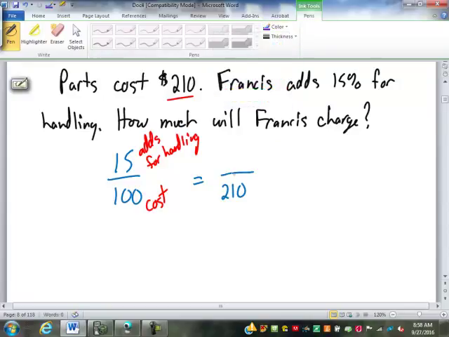Are we looking for the amount of handling? No, we're looking for the amount that's charged. But again, if we know the handling fee, we can figure out what was charged. We cross multiply and divide here. 15 times 210 is 31,500. Divided by 100 is $31.50, right?